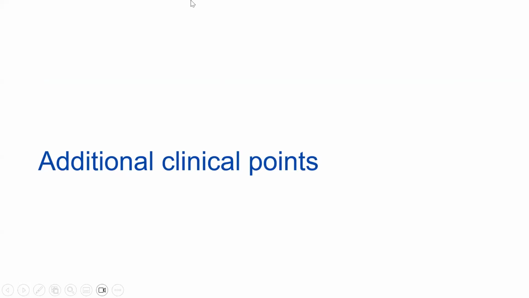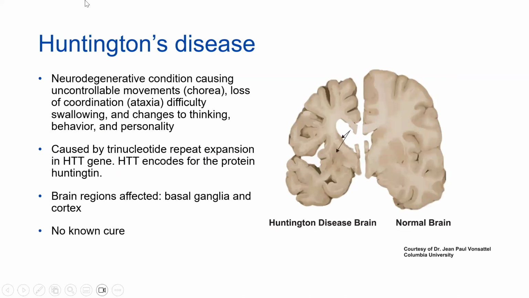Now to get into some additional clinical points, we're going to start off by talking about Huntington's disease. It's a neurodegenerative condition causing uncontrollable movements, such as chorea, loss of coordination or ataxia, difficulty swallowing, and changes to thinking, behavior, and personality. It's caused by the trinucleotide repeat expansion in the HTT gene, and the HTT encodes for a protein called huntingtin. The brain regions affected are the basal ganglia and cortex, and there's currently no known cure.